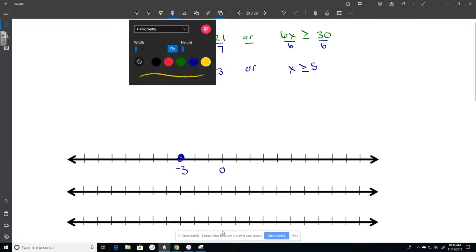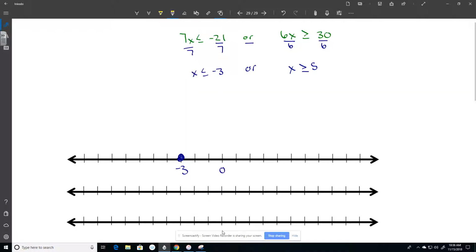We better do this in yellow. That last graph was kind of hard to see. My arrow's pointing to the left. I'm less than -3. Okay. Or X is greater than or equal to 5. So again, here's 0. Here's 1, 2, 3, 4, 5. I'm going to fill in this circle because it's a greater than or equal to, and my arrow is going to point to the right.